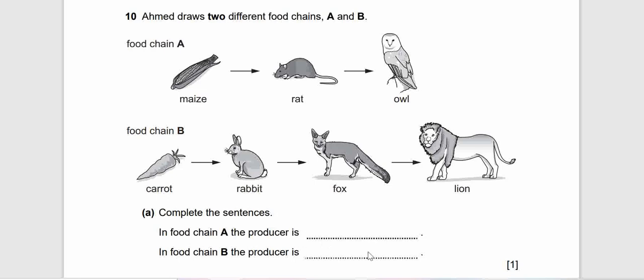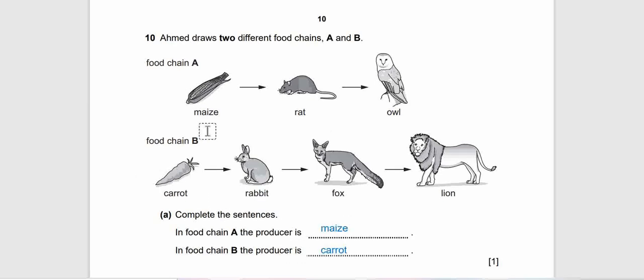10 seconds from now. Okay, let's open up the answer, guys. Okay, so A is maize, B is carrot. The producer is the first one in the food chain.